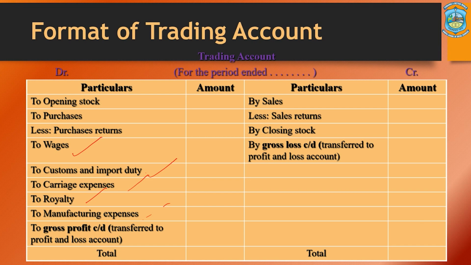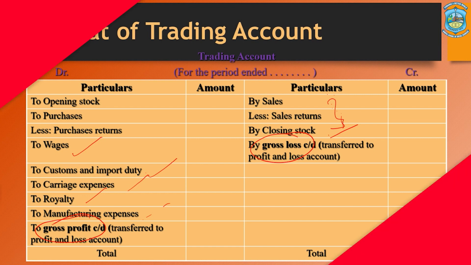On the credit side, we have the net sales figure, that is sales minus sales return. Then we have closing stock and the end result. If the credit side is greater than the debit side, the result is gross profit, and if the debit side is greater than the credit side, the result is gross loss. So, this is the format of the trading account.